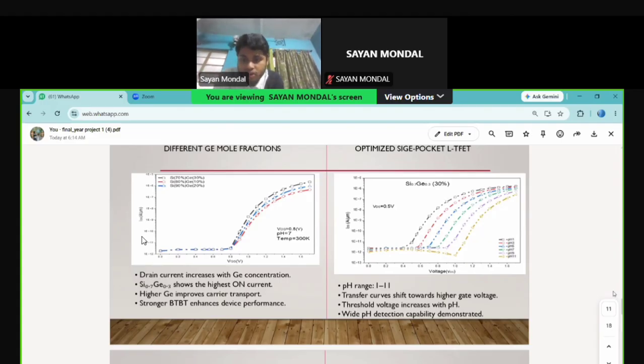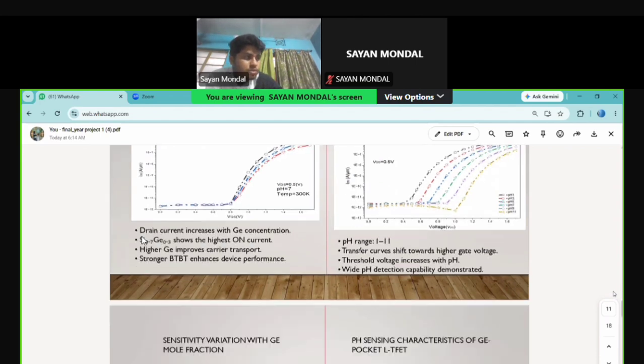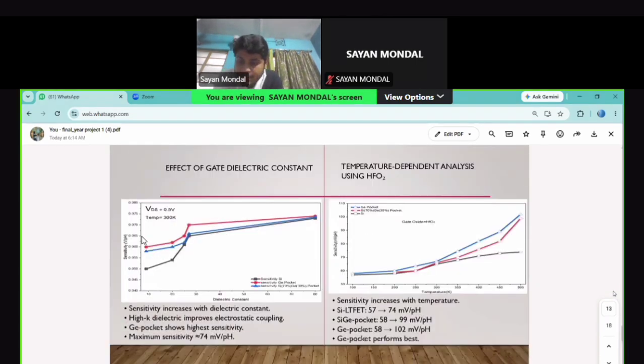And then the effect of dielectric constant. The high-K dielectric materials such as HfO2 and TiO2 provide stronger electrostatic coupling. As a result, the gate has better control over the tunneling junction, leading to stronger band bending and higher sensitivity. Among all the investigated dielectric materials, TiO2 produced the highest sensitivity.